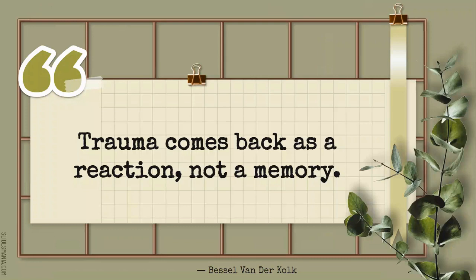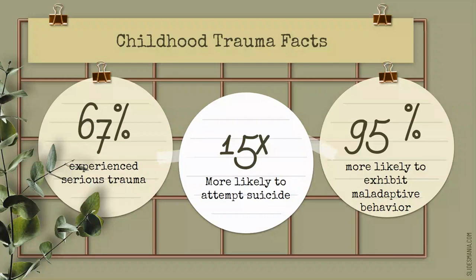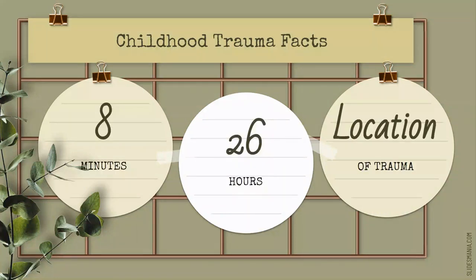A quote that I'd like to share with you is that trauma comes back as a reaction, not a memory. This relates to our work as educators because children often have maladaptive behavior presented as a result of the trauma they've experienced. Up to 67% of children in the United States have experienced serious trauma. Those children are 15 times more likely to attempt suicide in their lifetime, and they're 95% more likely to exhibit maladaptive behavior. We know that trauma leads to dysregulation.